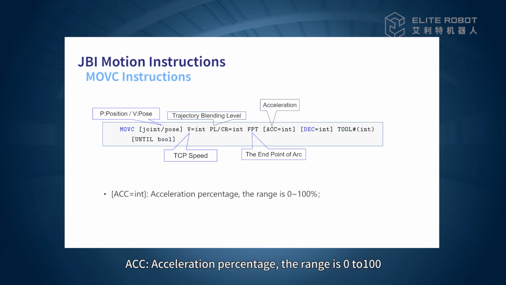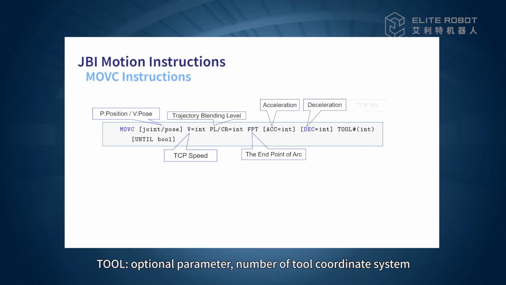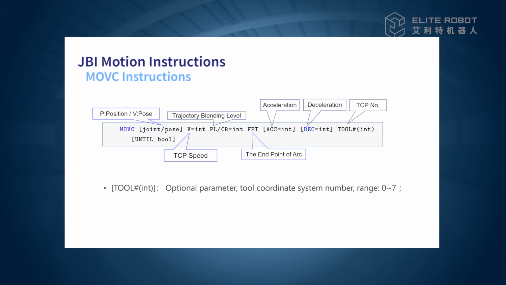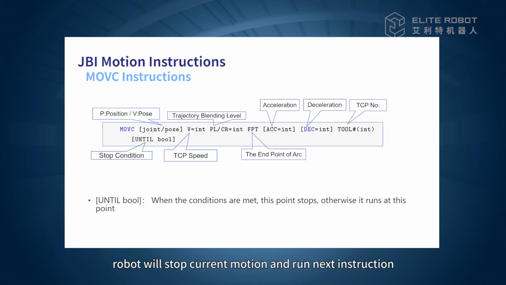ACC is the acceleration percentage. The range is 0 to 100%. DEC is the deceleration percentage. The range is 0 to 100%. Tool is an optional parameter, the number of the tool coordinate system being used. Range is 0 to 7. Until: while the condition is true, the robot will stop the current motion and run the next instruction. Otherwise, the robot will run into this point as normal.